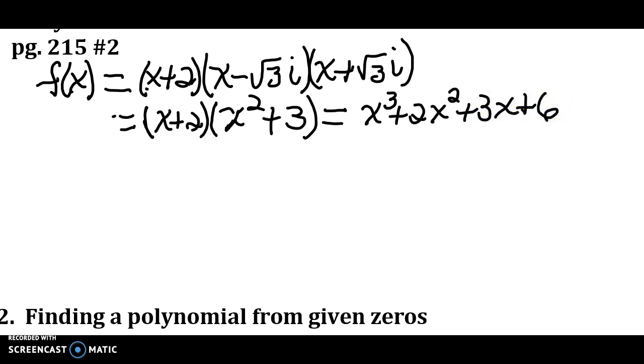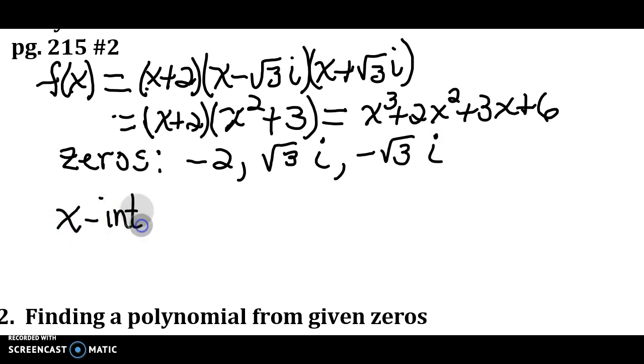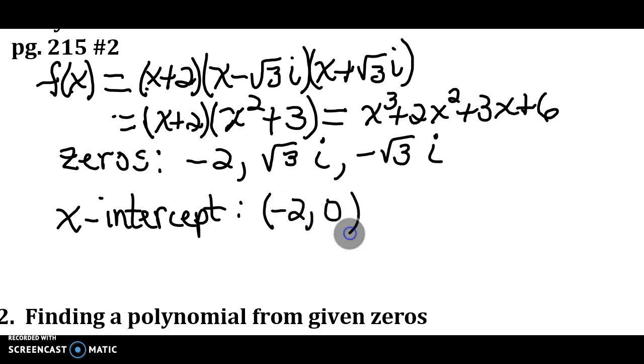Now we're asked to identify the zeros. The zeros are going to come from the factored form. So the zeros, there are 3 of them. They're going to be negative 2, square root of 3i, and negative square root of 3i. And because only the negative 2 is a real number, that's the only one that will be an x-intercept. The other 2 will not show up on the graph. So the only x-intercept is at (-2, 0).